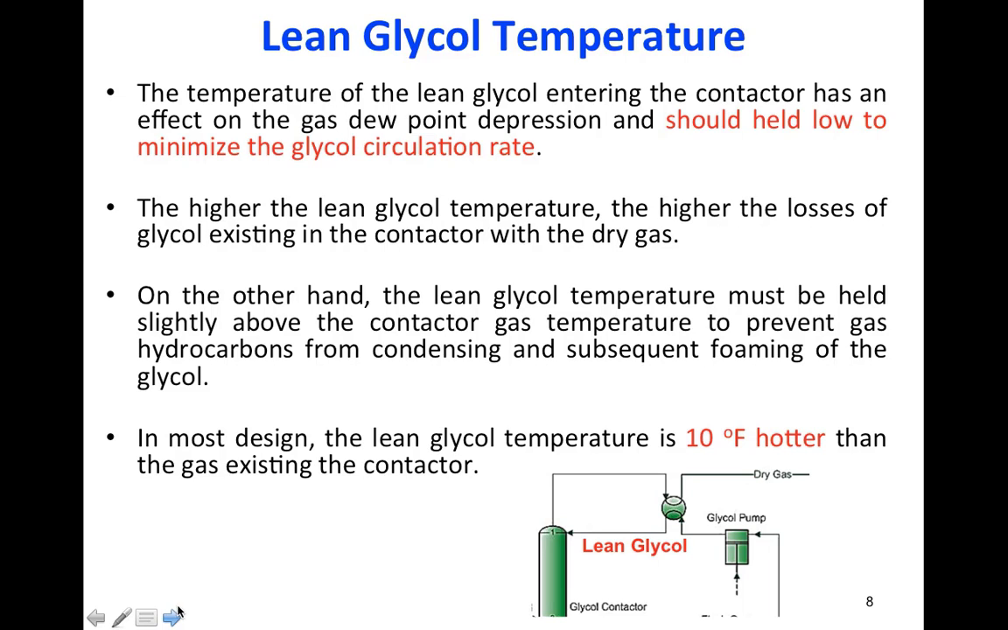Next, we are going to talk a little bit about the lean glycol temperature. So this is my glycol column that I have at the bottom. I will collect glycol, send it to the distillation column with reboiler, condenser, everything, and remove water, and I will make a fresh glycol, or lean glycol, and use it back again in the column.